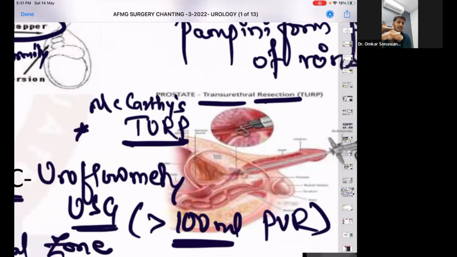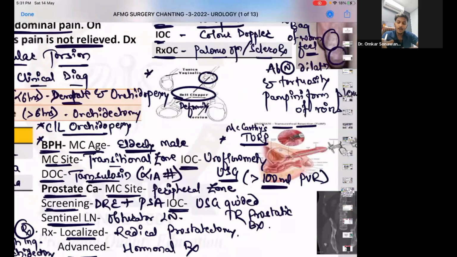The drug of choice for BPH is tamsulosin. It dilates the smooth muscles of the urethra, and therefore the patient's urinary problems would be solved. But for definitive management, you need to perform McCarthy's TURP, that is, transurethral resection of the prostate.